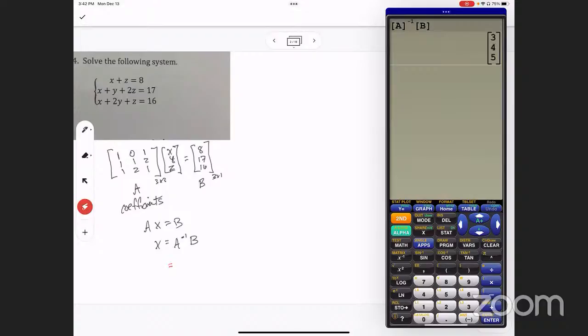Second matrix B. When I hit enter, watch what it gives me. It tells me my answer is 3, 4, 5. And remember what those were? X, Y, and Z. So X equals 3, Y equals 4, and Z equals 5. So that's the easiest way to do these problems if they're allowing you to use a graphing calculator.